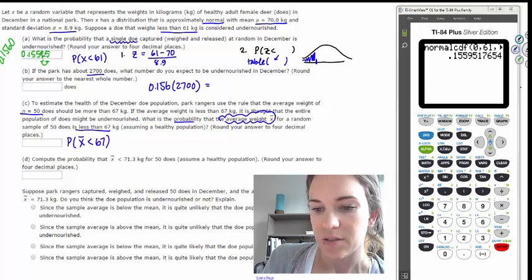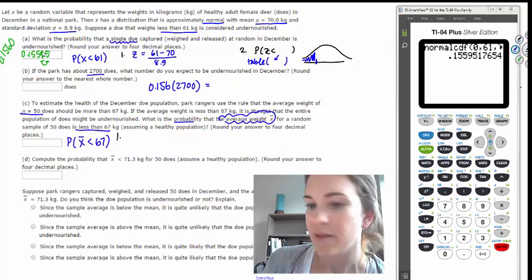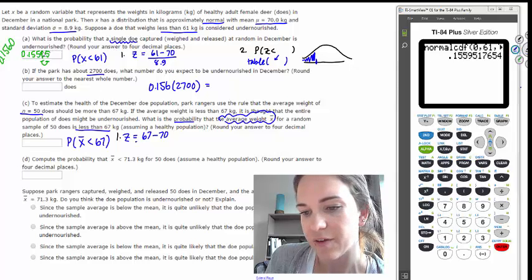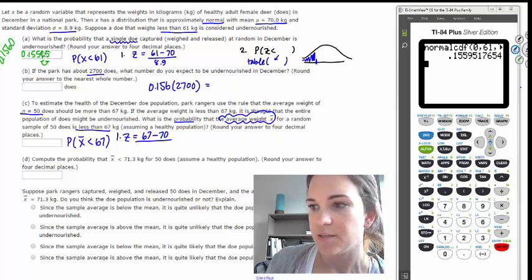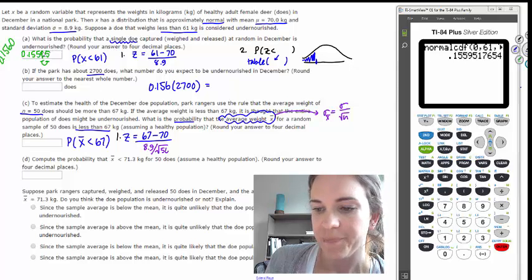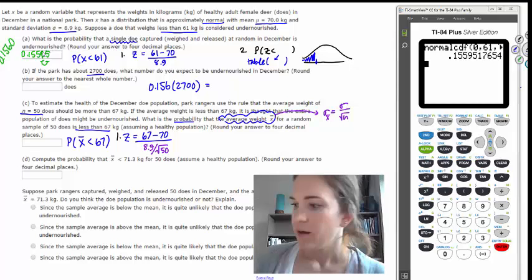Again, we can convert it to a Z-score by hand method. Z is the average value, 67, minus the mean, 70, divided by, and in this case, because it's an average that we're talking about, the standard deviation of the average, which is the standard deviation of the population divided by the square root of the sample size. So here we'll use 8.9, but then divided by the square root of 50, because it's a sample mean.